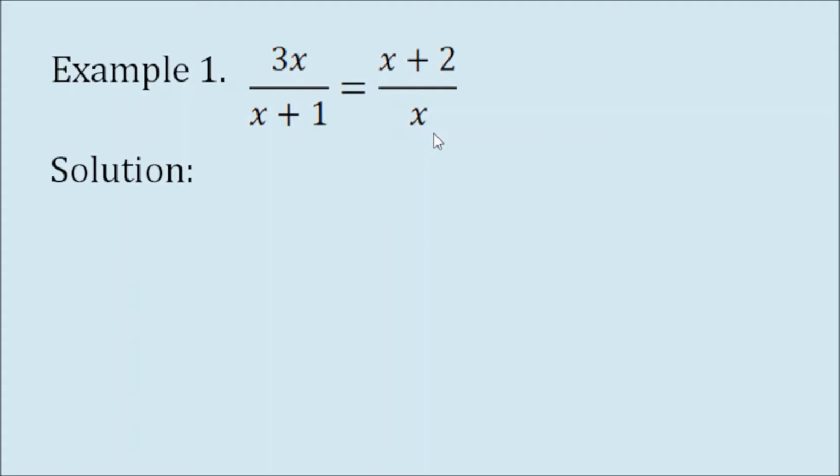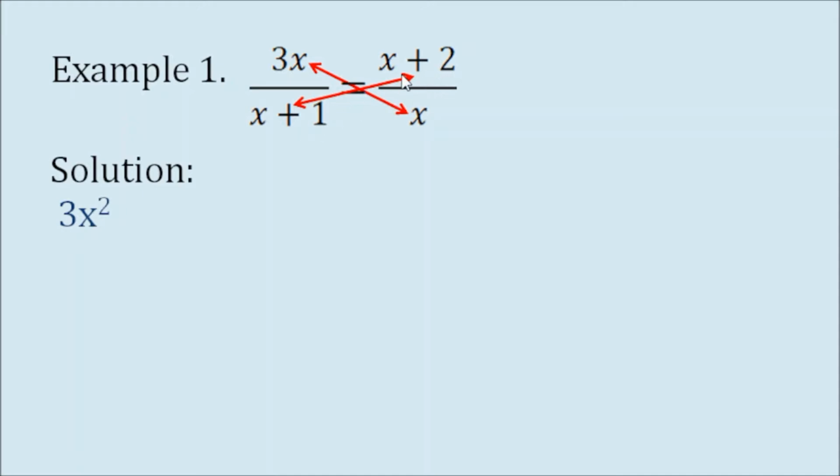Now, there are rational algebraic equations that can be solved using the cross multiplication method. And this is one of them. So we multiply 3x times x, and that's 3x squared. Then we are also going to multiply this binomial x plus 1 and the binomial x plus 2.